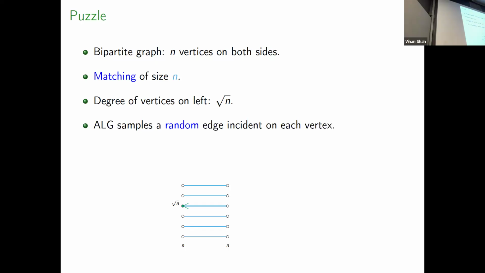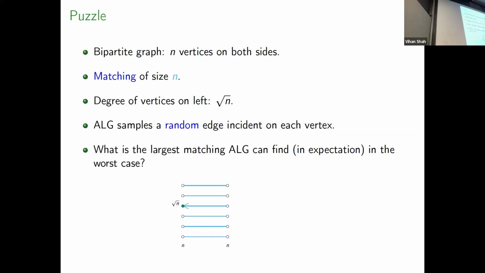The question is, what is the largest size matching I can find in expectation in the worst case? The algorithm is very simple. For every vertex, you just sample one random edge. I'm sure some people see it, but I'm going to give people 2 seconds to think about it, and someone can probably answer.